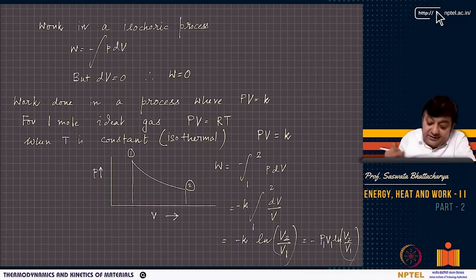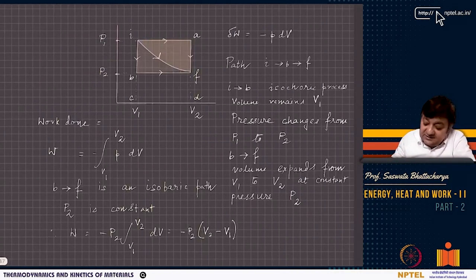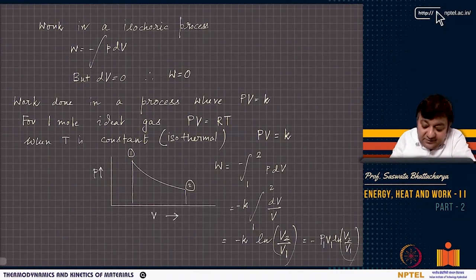Now, in an isochoric process, when there is no volume change, W equals minus P dV with dV equal to 0. So for an isochoric process, work done equals 0.